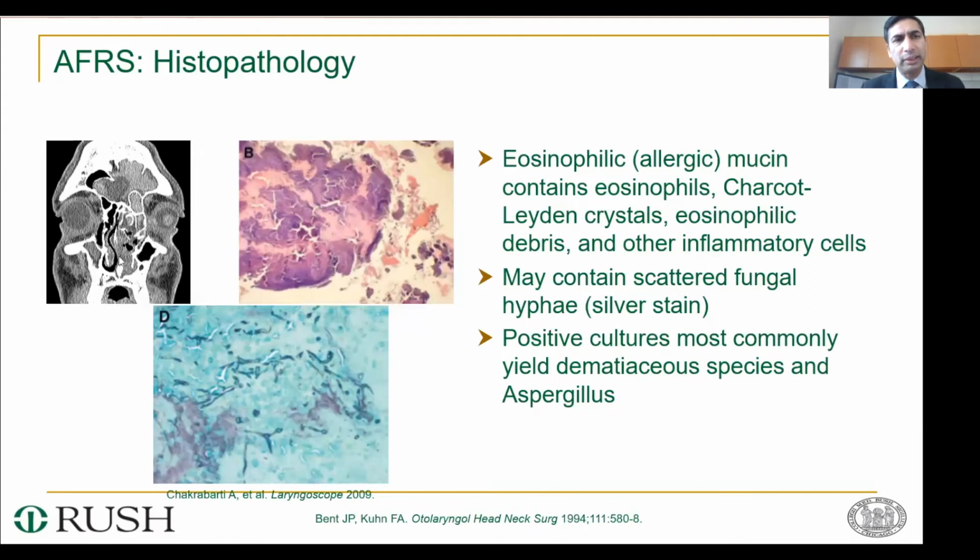So again, another CT depiction of this, you can see these hyperdensities on the left side with significant expansion of the left frontal to the contralateral side. If you were to remove this eosinophilic or allergic mucin, you would find, again, eosinophils, Charcot-Leyden crystals, this eosinophilic debris and inflammatory cells. If you were to do this methenamine Gomori silver stain, you would see these scattered fungal hyphae. If you were to send this off for cultures, you'll typically see dematiaceous species like Bipolaris, Curvularia, and also Aspergillus.